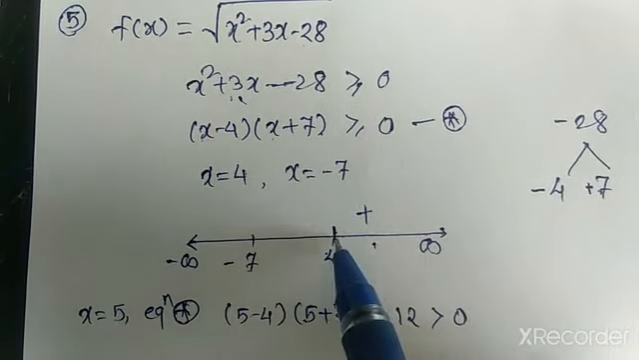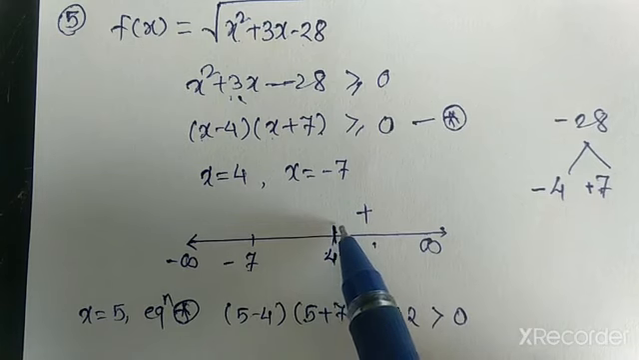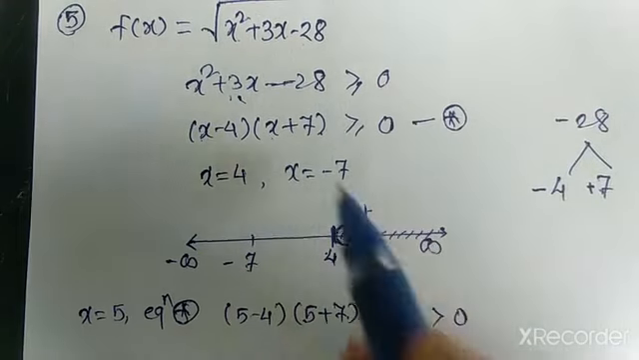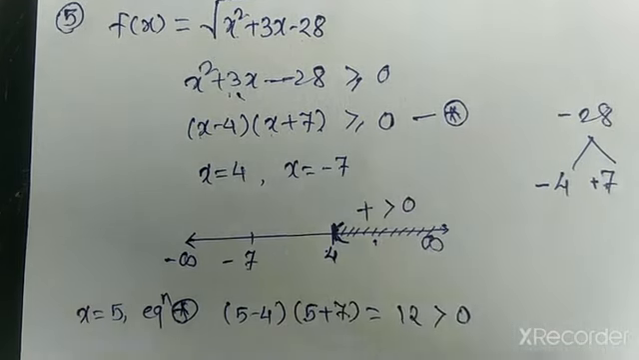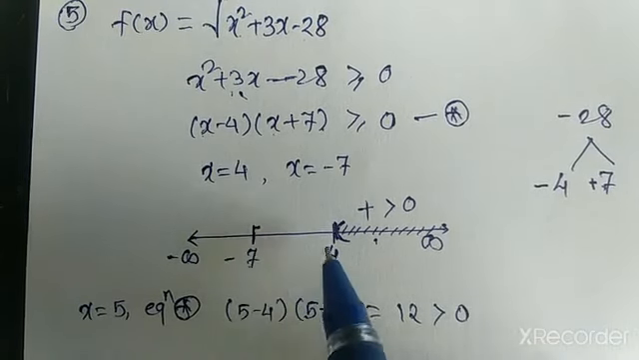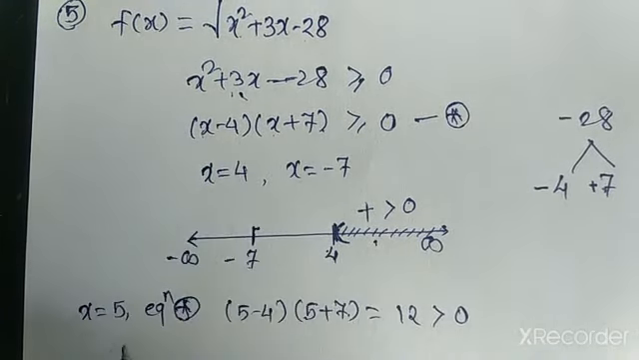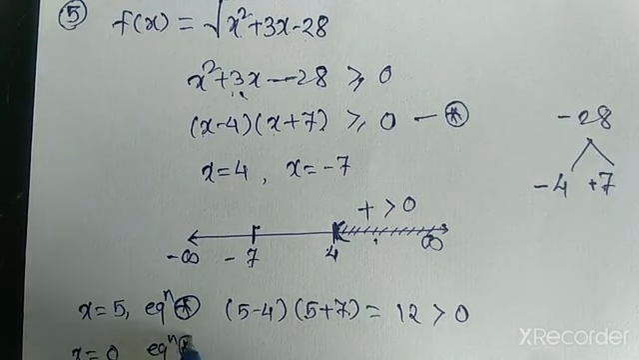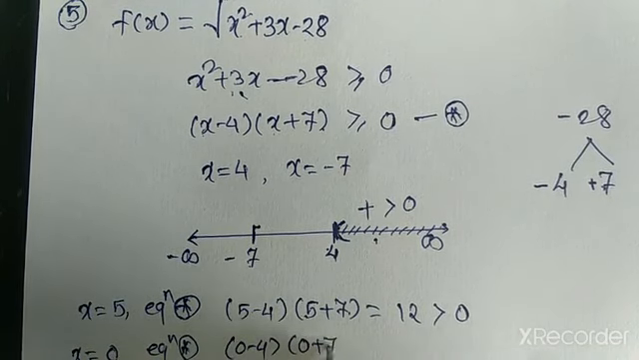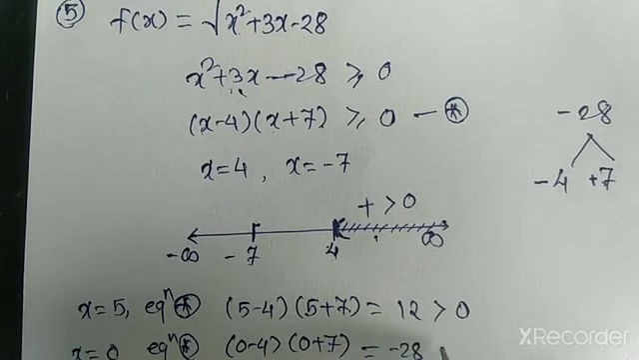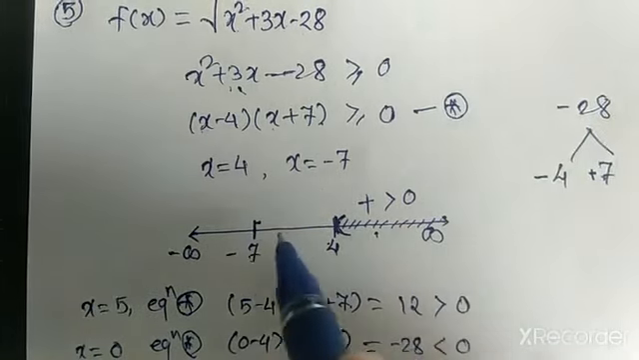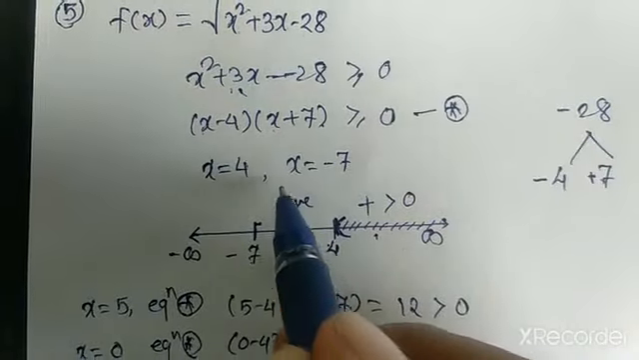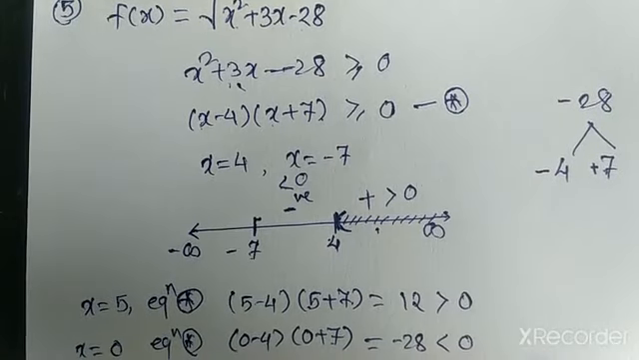So in this interval from 4 to infinity, we are not considering 4 in that interval, it is open. In this interval our value of f of x is greater than 0. Now in between these two, minus 7 to 4, we consider any one value. If we consider an easy value, x equal to 0, equation star will be 0 minus 4 into 0 plus 7, which is minus 4 into 7, minus 28, less than 0. So in the interval minus 7 to 4 we have a negative functional value, which is less than 0.